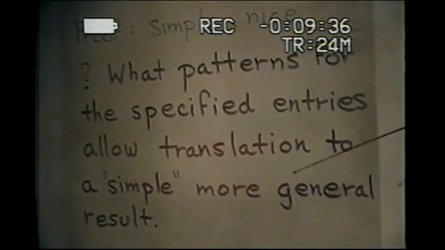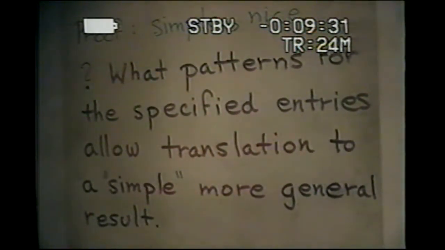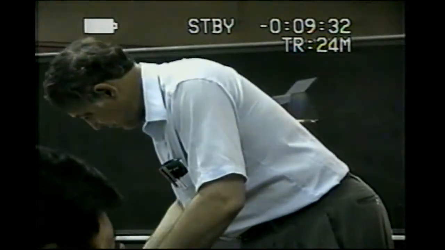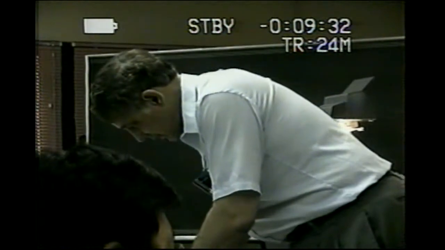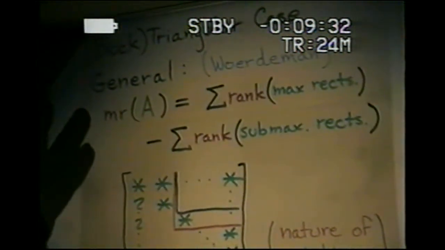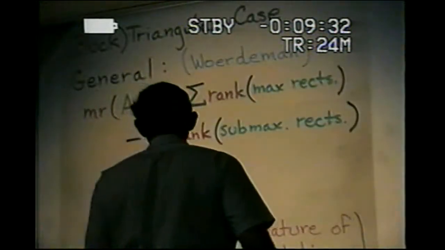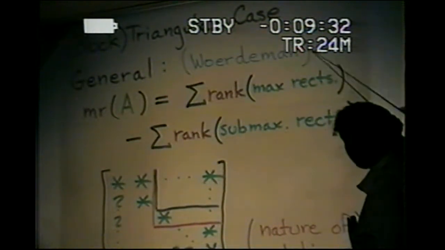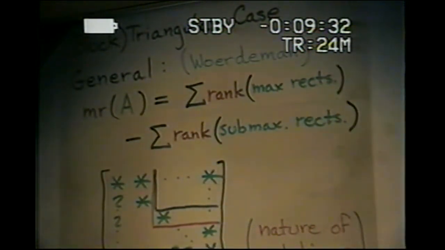So now you might ask, what are the patterns for the specified entries that allow us to get something similarly nice? Okay? And a good start on an answer to that question was provided by my colleague, Hugo Woerdeman. And he showed that if the pattern for the specified entries is sort of block triangular, then you get another such nice formula. So this result, in fact, was in the PhD thesis of Hugo Woerdeman.